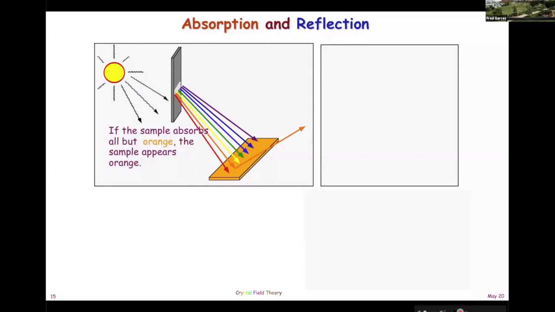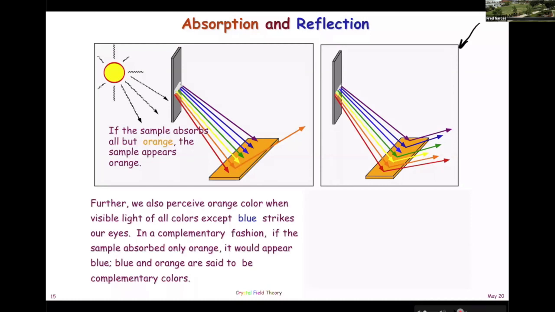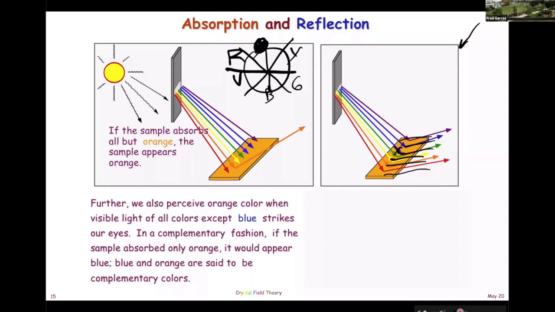But more importantly, the other way we see orange, and this is the important part, is because if you look at the color wheel that I told you about, red, orange, yellow, green, blue, violet, orange is right here. The complement of orange is blue. Well, if blue is absorbed, and all the other colors except blue get reflected back into our eyes, then we see that object as orange as well. That's a really amazing phenomenon, okay?